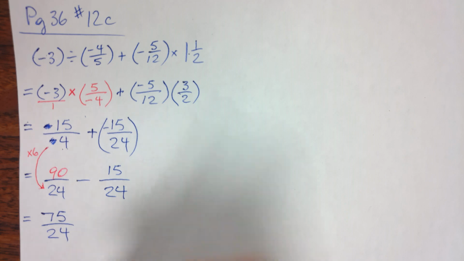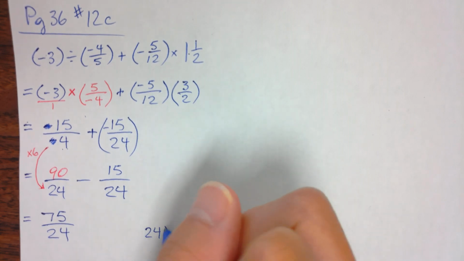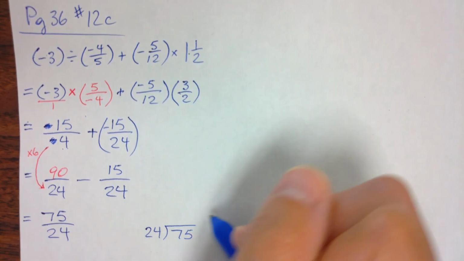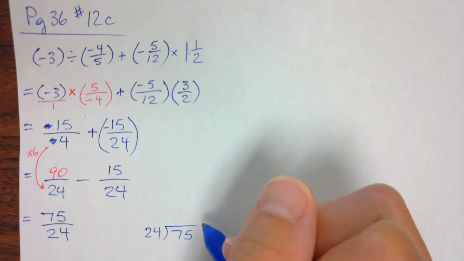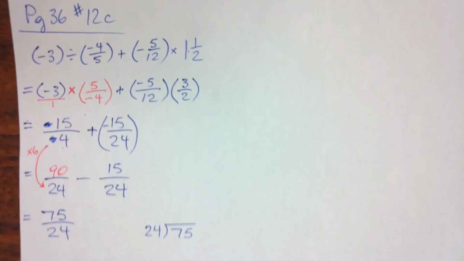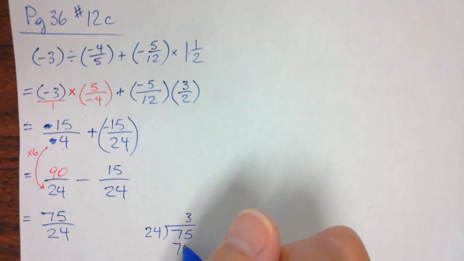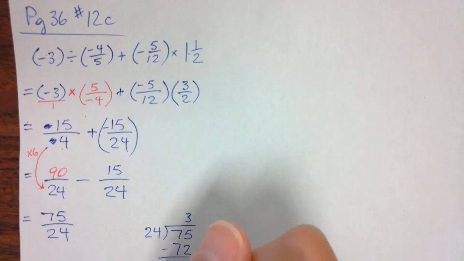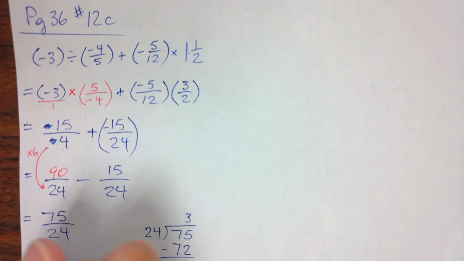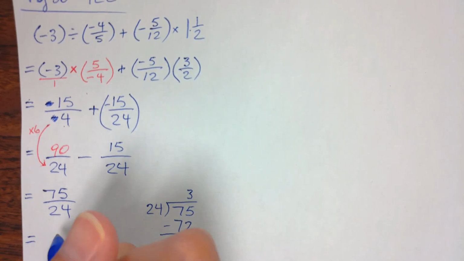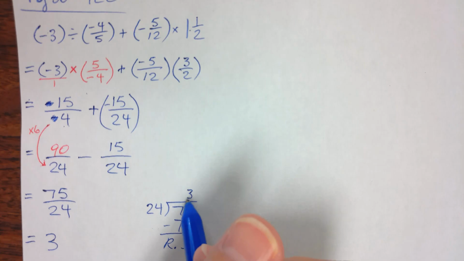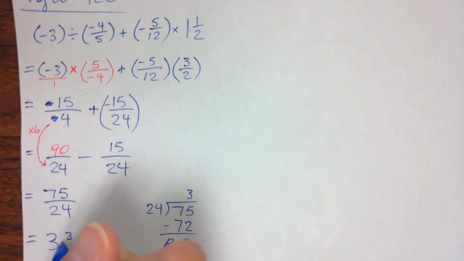No, mixed number form. So mixed number form tells me to do long division. How many times does it go in? 4? 3? 3 times? 72. Good. Thank you. And so my final answer, Claire, what did you get for the final answer? Good. Okay, so 3 and 3/24.